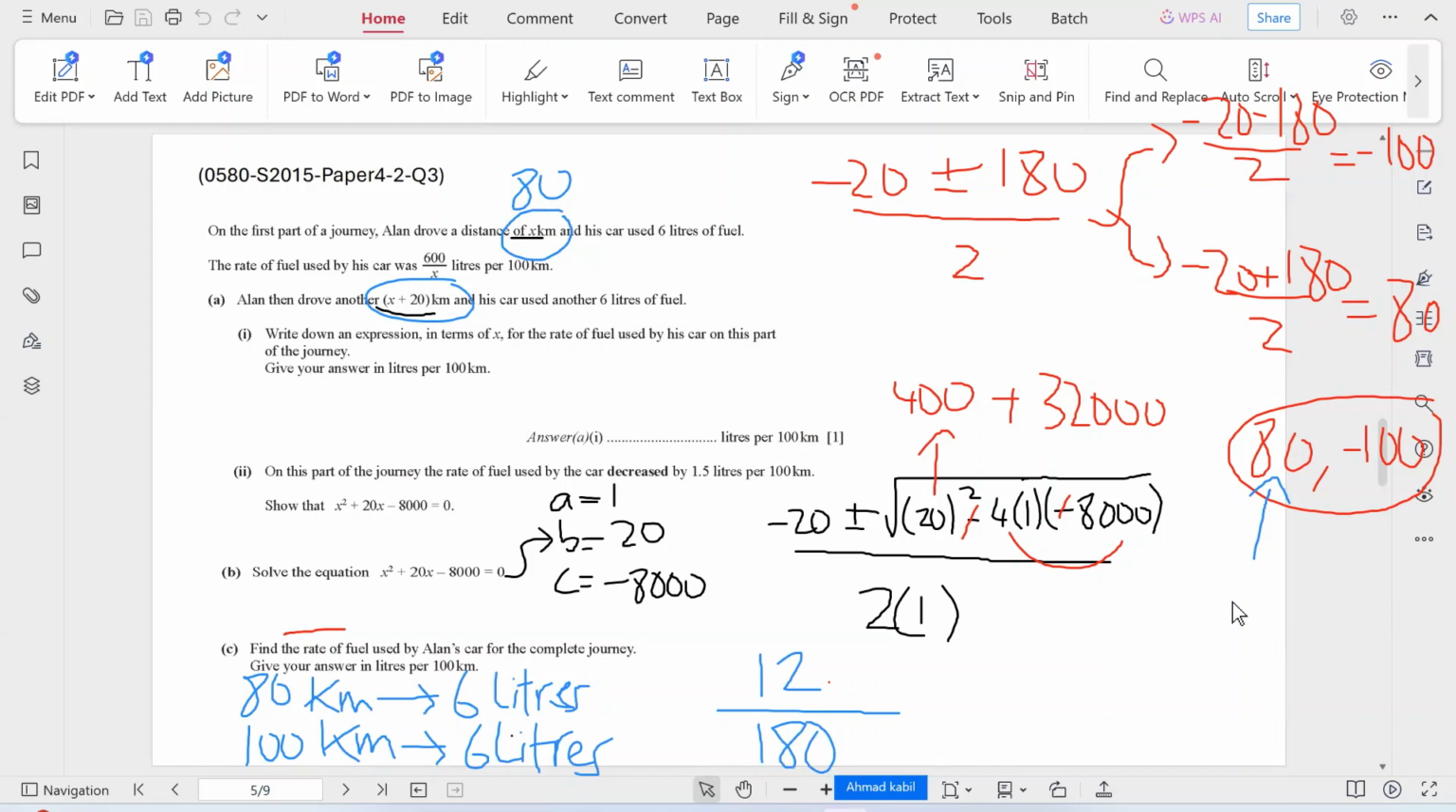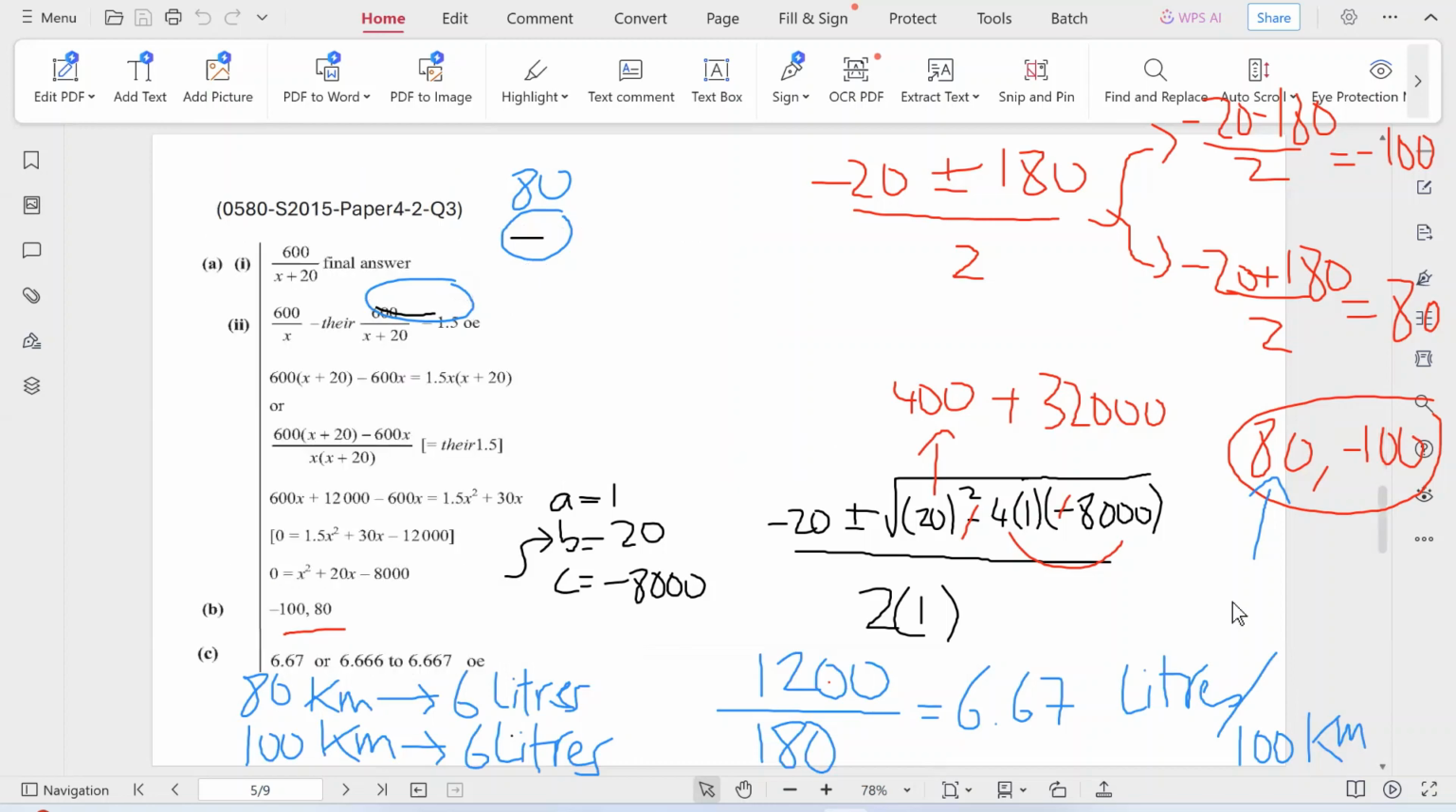But this would give us the rate per 1 kilometer. However, we want it per 100 kilometers. So we just multiply by 100 in the numerator, and we finally calculate 1,200 divided by 180, which gives us 6.67 liters per 100 kilometers. Let's check the marking scheme to make sure we are on the right track. Yes, thankfully, the correct answer is 6.67 right there.